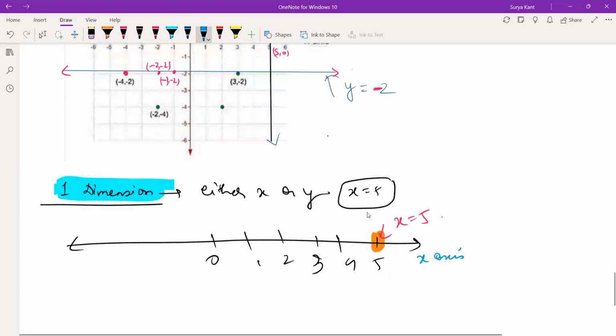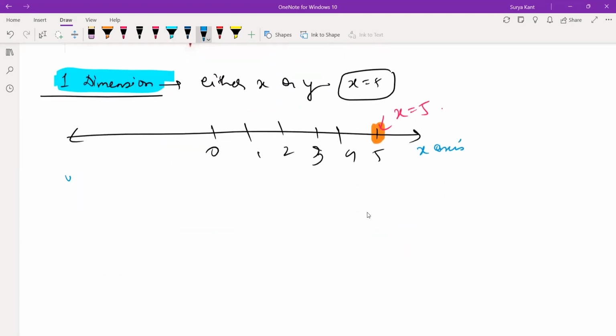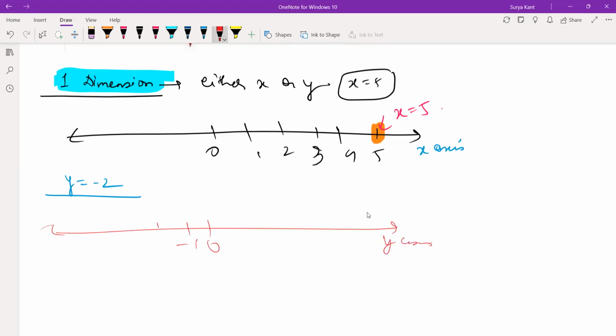And if they ask y is equal to -2, suppose y is equal to -2. So what they will do, they'll keep the same line again. They'll mention here on the y-axis 0, -1, -2. So at this point, what will they mention? y is equal to -2.